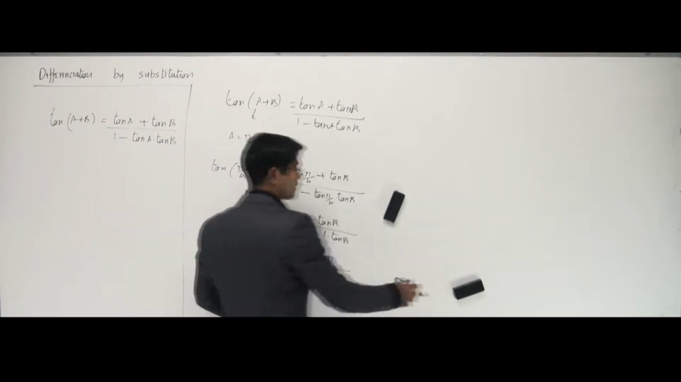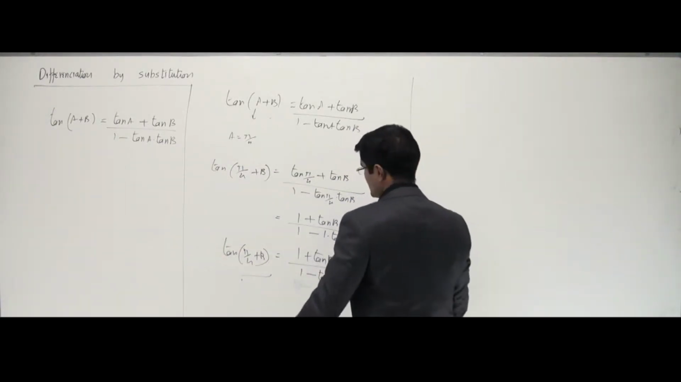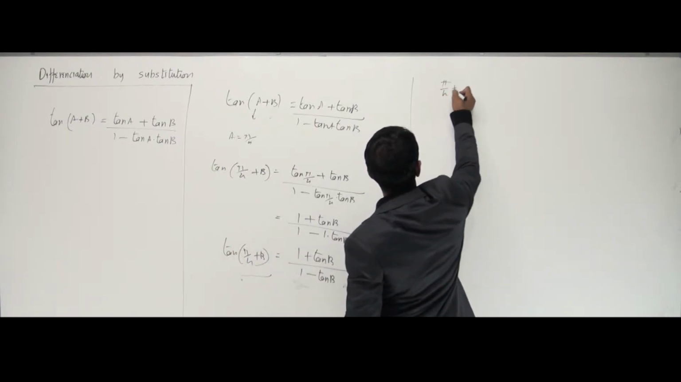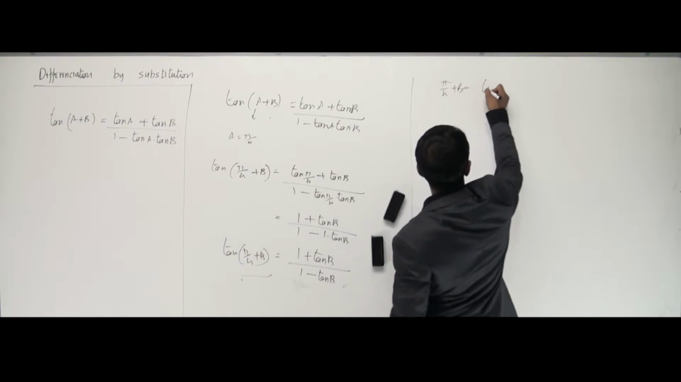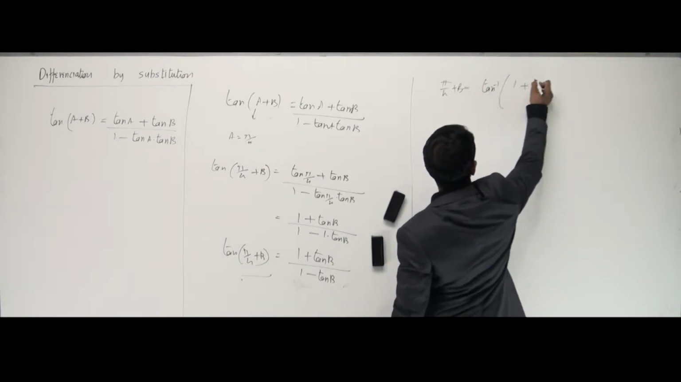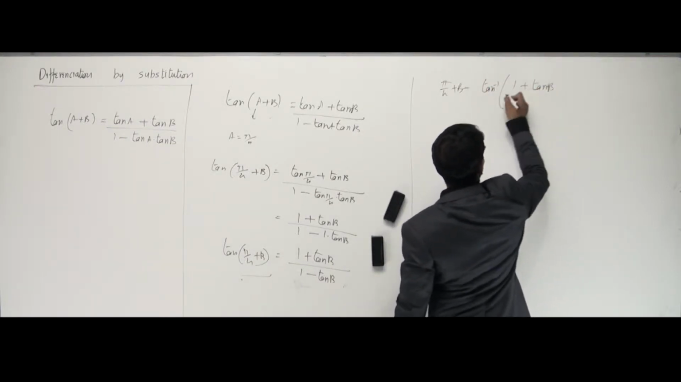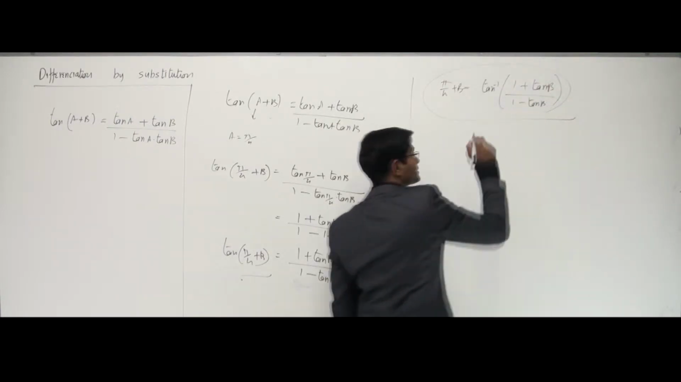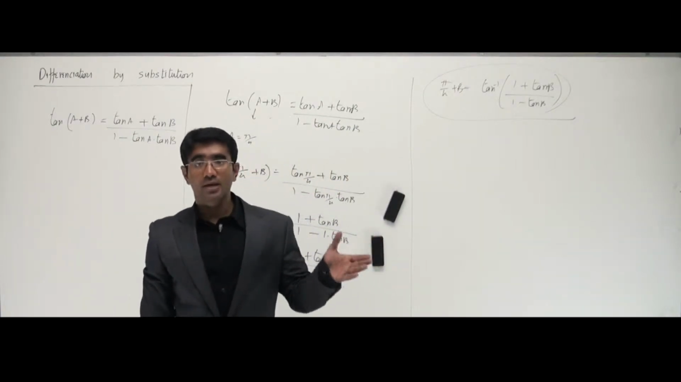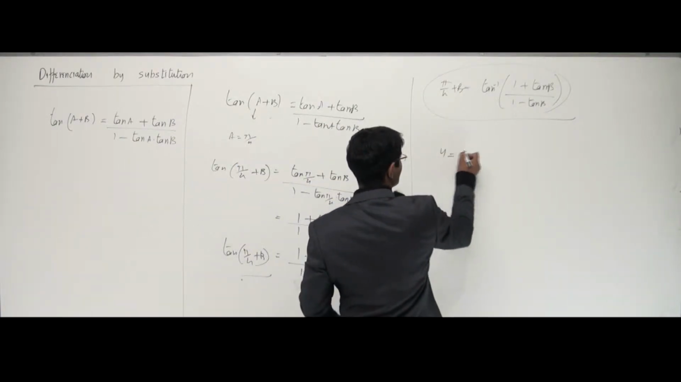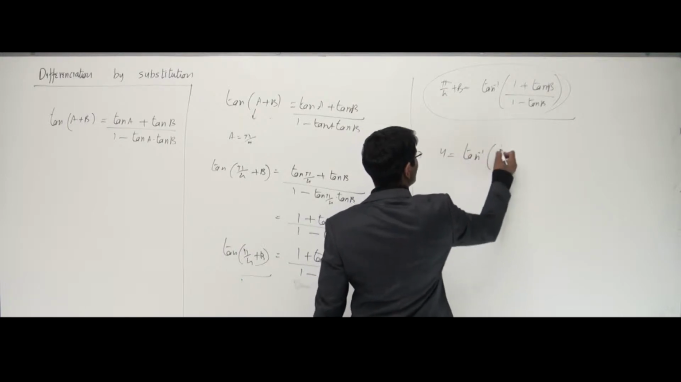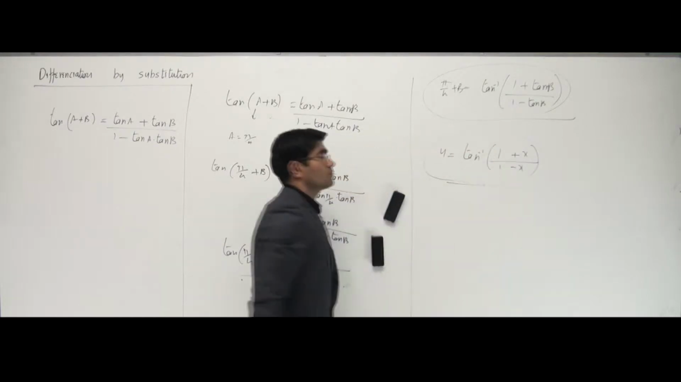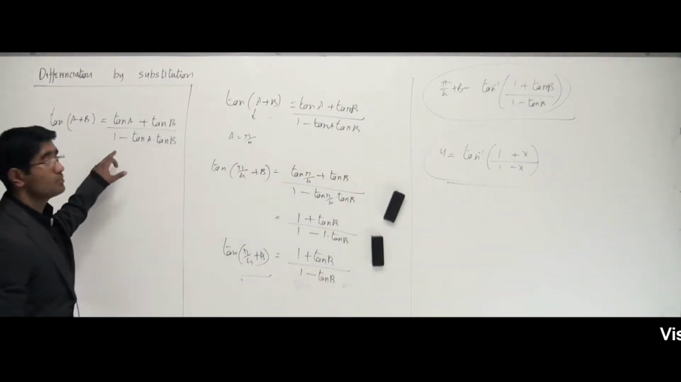Now if my question is somewhere looking like this, if I put tan on the other side, it looks like pi by 4 plus b, or whatever it is, it looks like tan inverse of 1 plus tan b by 1 minus tan b. And in more general terms, based on this, they can make a question which can look like y is equal to tan inverse of 1 plus x by 1 minus x. Okay, this is the question which is actually based on this formula.